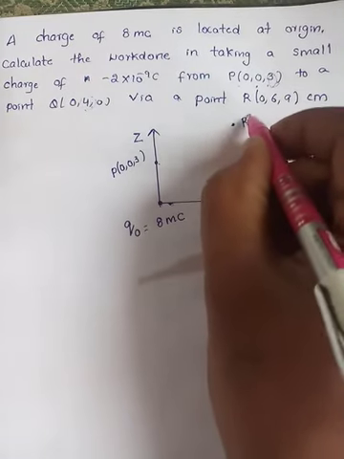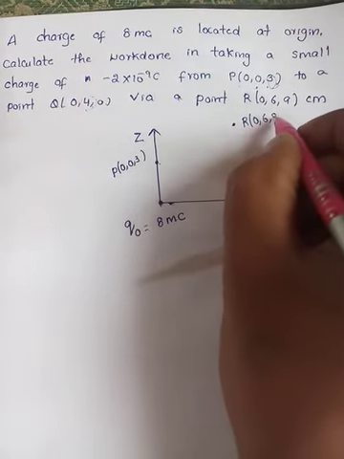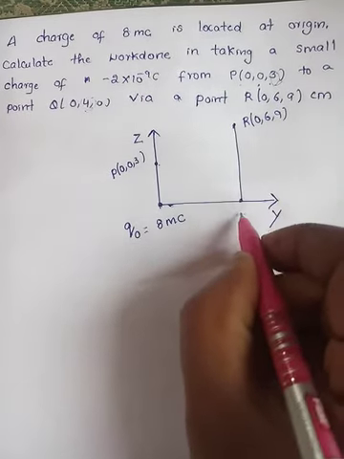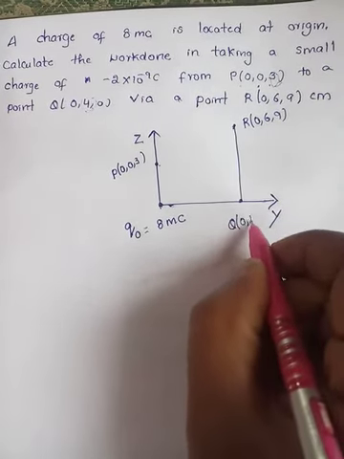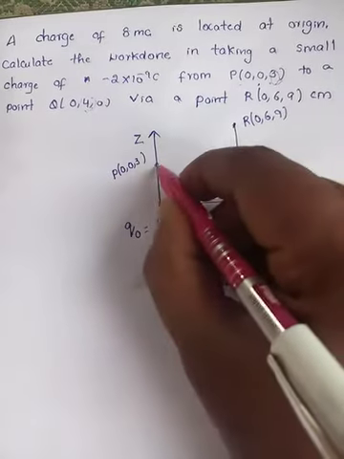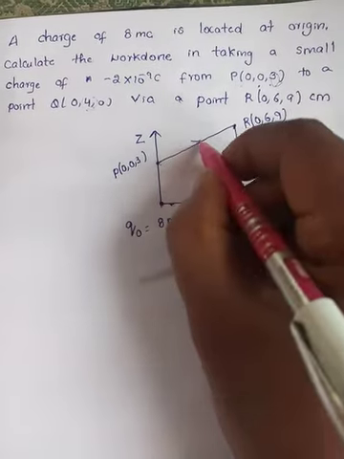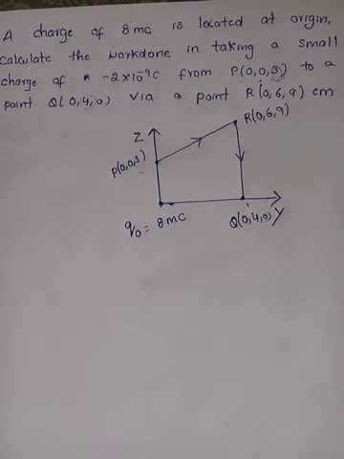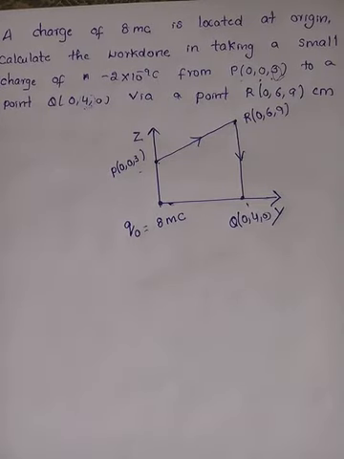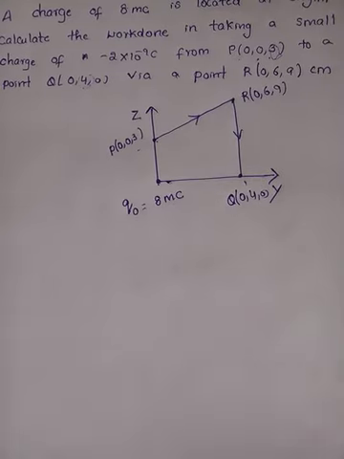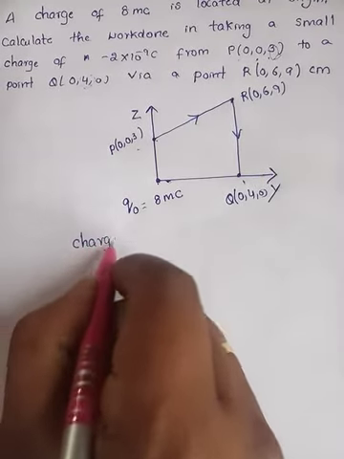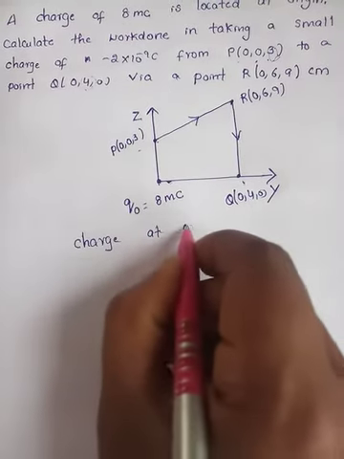We go through a point R (0, 6, 9) to point Q (0, 4, 0). So we brought a charge from P to R, R to Q. Work done is a conservative force, so it depends upon the initial and final point. First, let us know the charge at the origin.